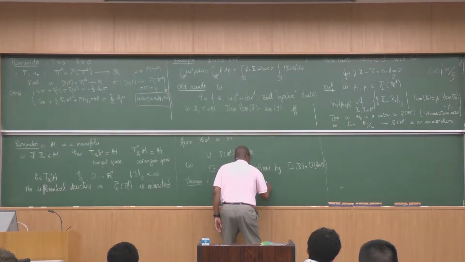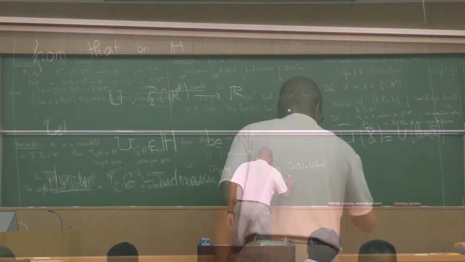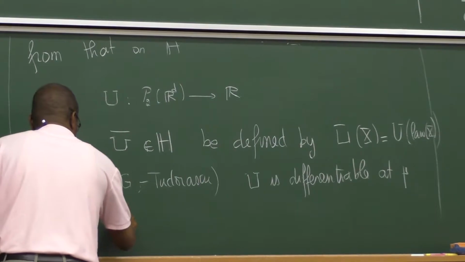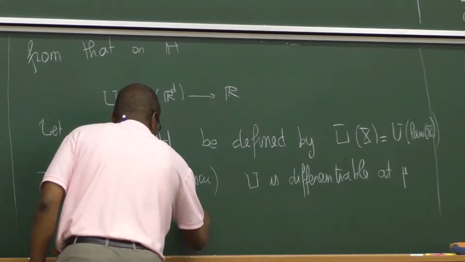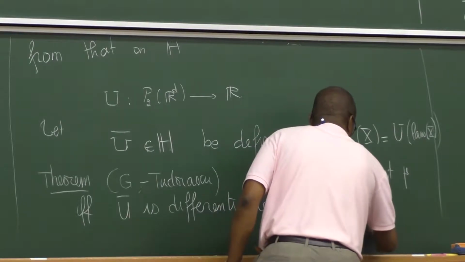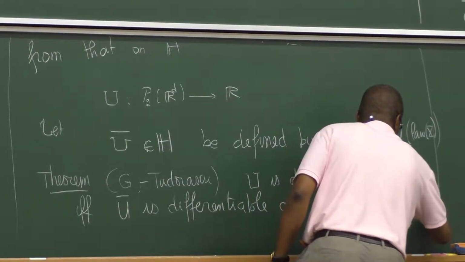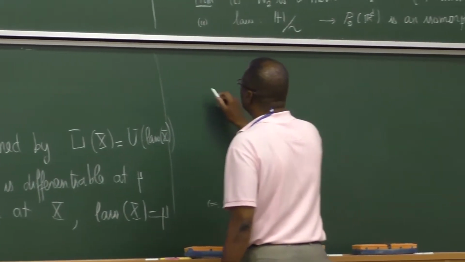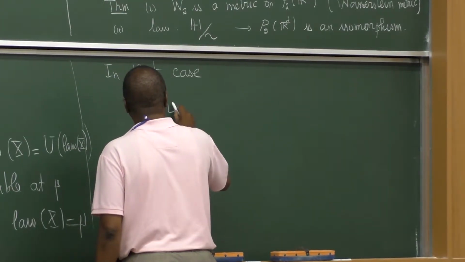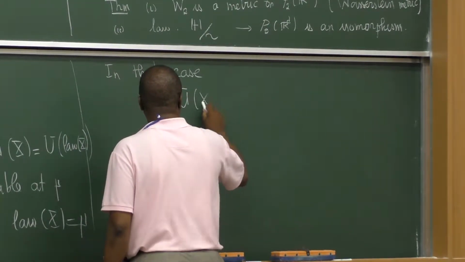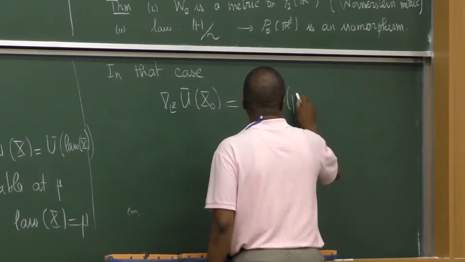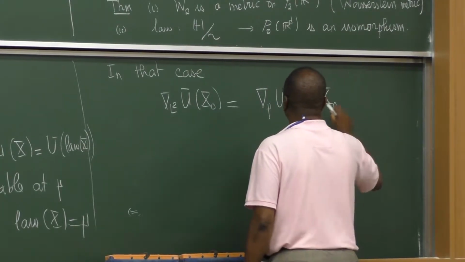U is differentiable at mu if and only if U bar is differentiable at X, where the law of X is equal to mu. In that case, if you take the L2 gradient of U bar at X naught, it is the gradient of U at mu composed with X naught.